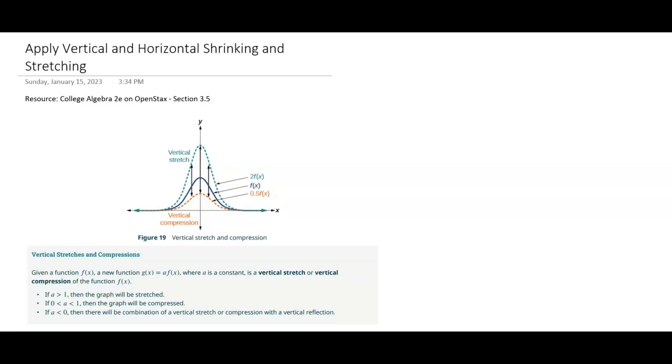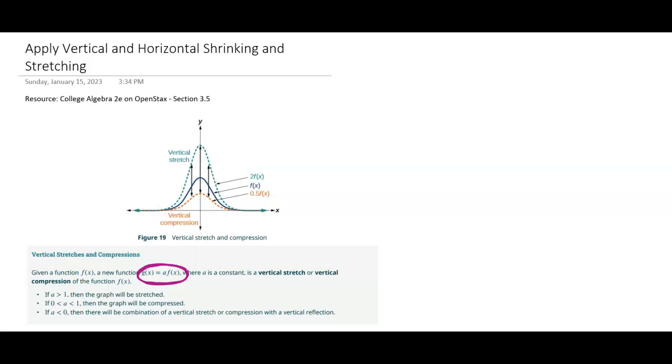All right, we also have vertical and horizontal shrinking and stretching. So again, if your number that you're looking at for these is on the outside, then I like to say it affects the outputs. So if you have some number on the outside of your function, it's going to take that original function and either stretch it or compress it or shrink it. Now your x values stay the same.